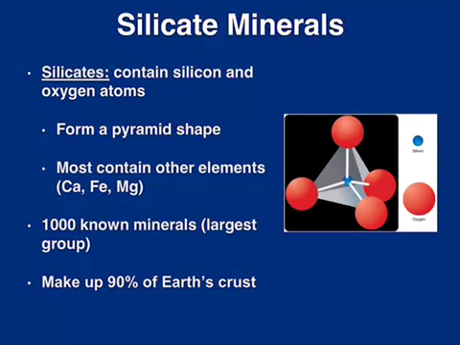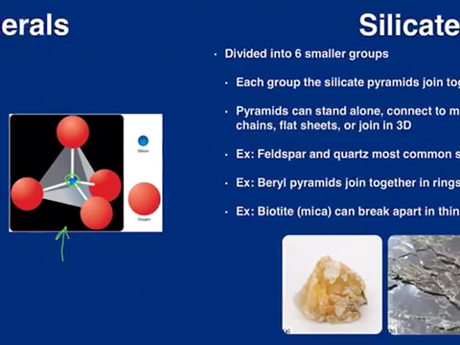So the first group is called the silicates, and silicates contain silicon and oxygen atoms. When they bond together, they form this pyramid shape that we see over here with the silicon atom in the middle. Most of these silicates will also contain other elements like calcium, iron, or magnesium. And this is the largest mineral group with 1,000 known minerals in it. They also make up 90% of Earth's crust. So silicates, their main components are silicon and oxygen.